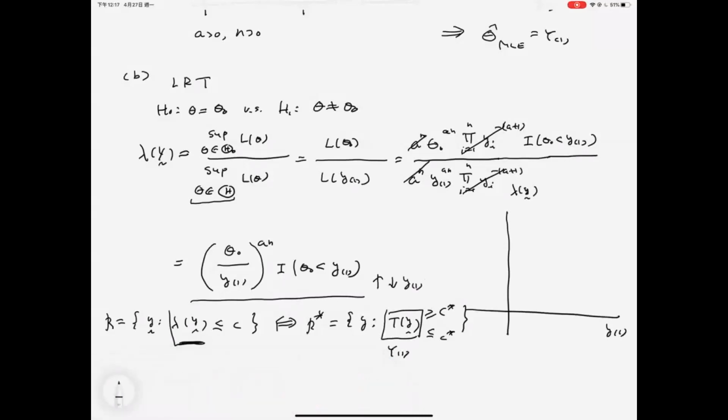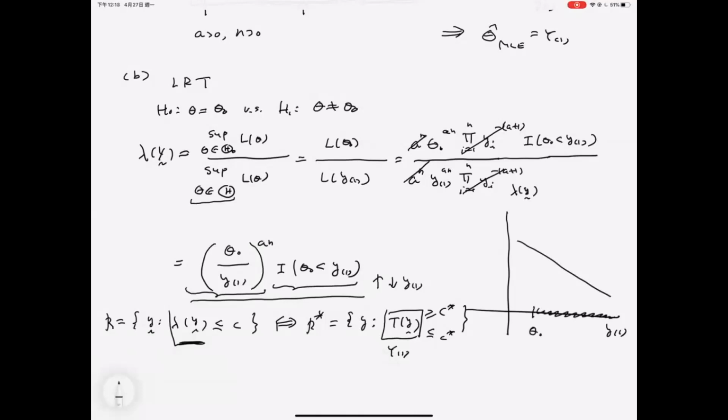Of course, you have two things right here. The first part: is it an increasing or decreasing function of y1? With y1 in the denominator and n positive, this is a decreasing function. And then the second part, with y1 as well, tells you that you need to pin down where theta 0 is. If y1 is bigger than theta 0, you have a value of the function because that equals 1.